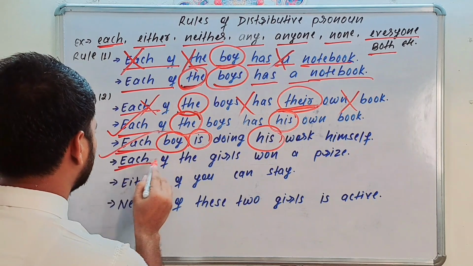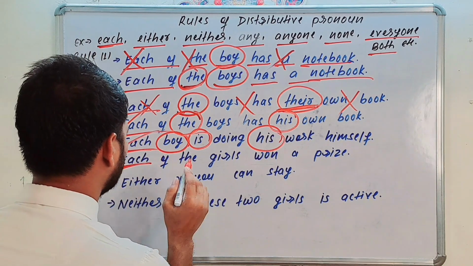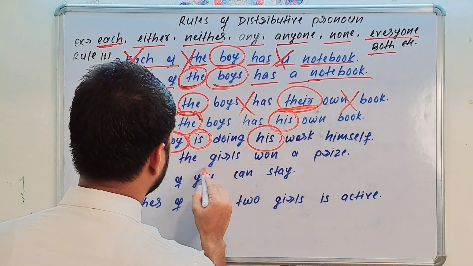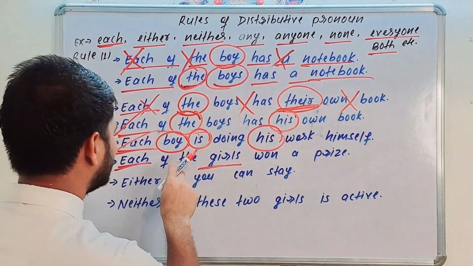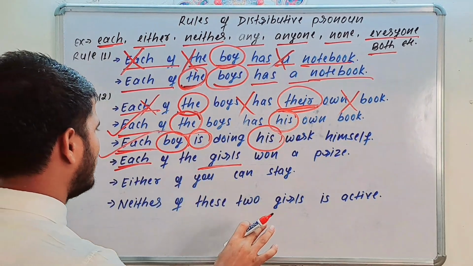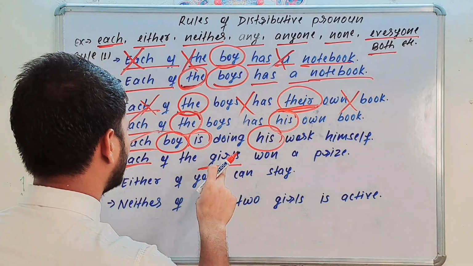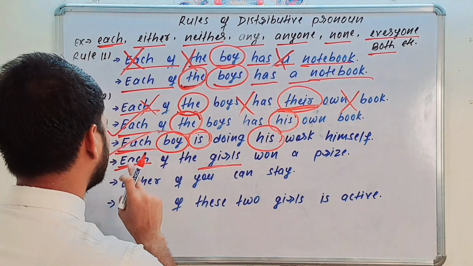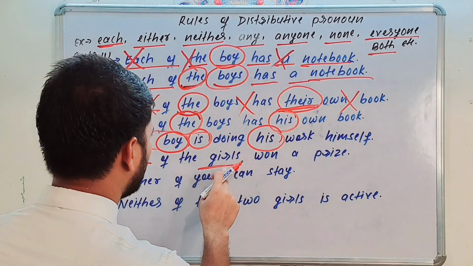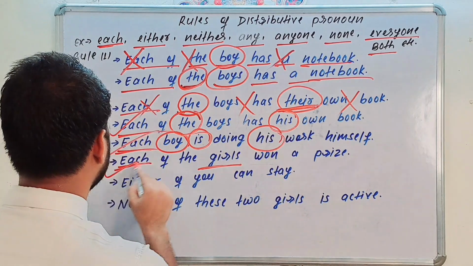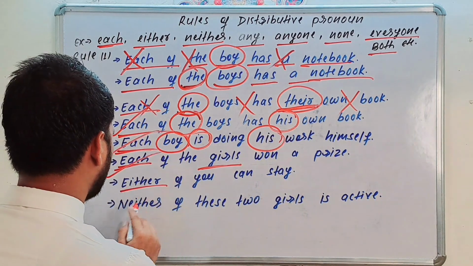Each, your distributive pronoun, each of the girls. Here see, this sentence is following the first rule. Okay, a plural noun and plural pronoun are used after each of, either of, and neither of. Won a prize, either of, and neither of.